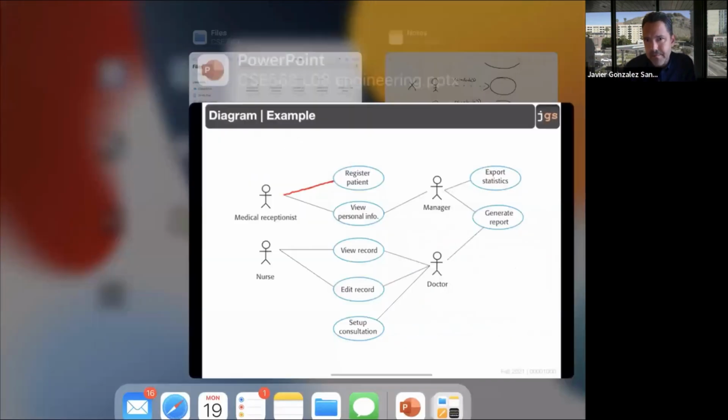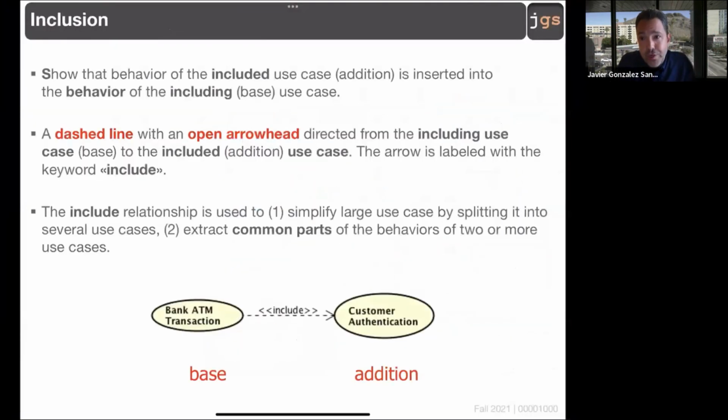Now, inclusion and extension, the difficult ones. Guys, inclusion. Inclusion is the following. Think about you have a car.